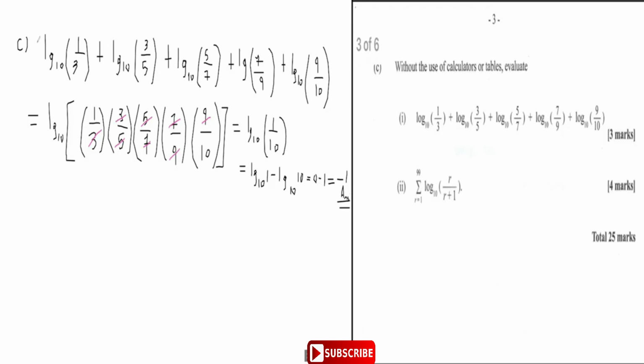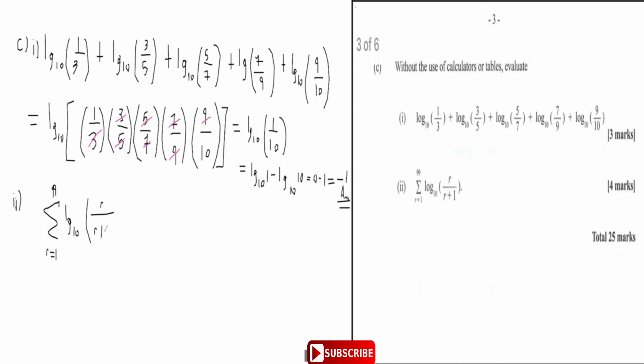That's part 1. Now let's evaluate part 2. Evaluating part 2, we're asked to evaluate the sum from r equal 1 to 99 of log to base 10 of r over r plus 1. So let's see how we're going to do this.